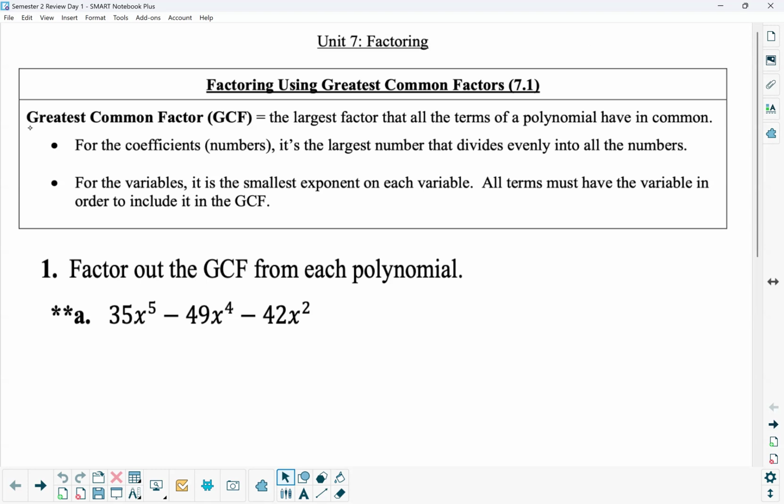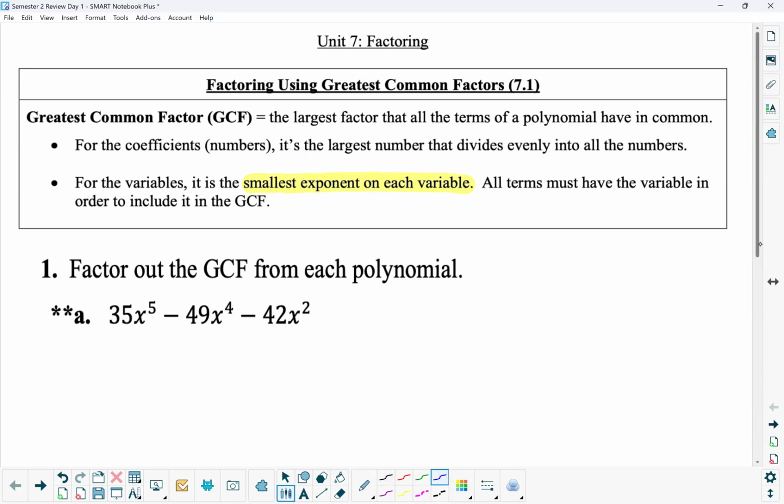So just as a reminder, greatest common factor is the largest factor that all of the terms of a polynomial have in common. For the coefficients or the numbers, it's the largest number that divides evenly into all of the numbers. So you could list out your factor pairs and just find the largest number in those factor pairs. For the variables, it's the smallest exponent for each variable. All terms must have the variable in order to include it in the greatest common factor.